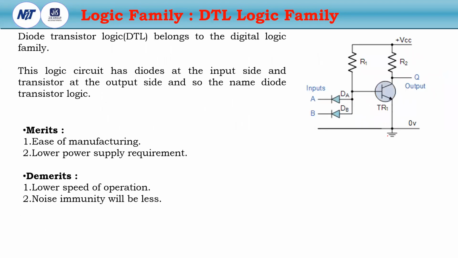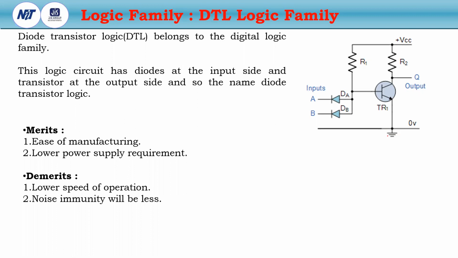Now come to another type of logic family that is called DTL. Why is it called DTL? Because here we use the diode and the transistor. So this is called diode transistor logic.